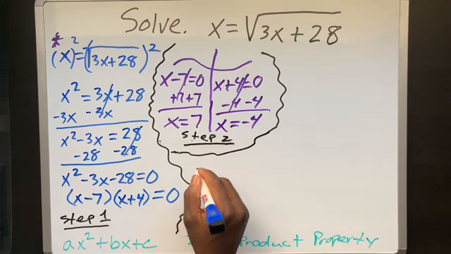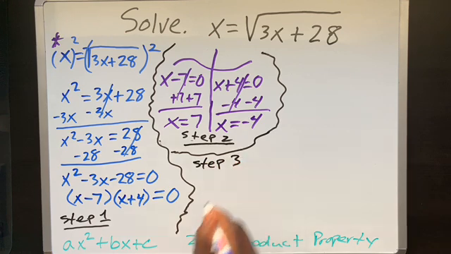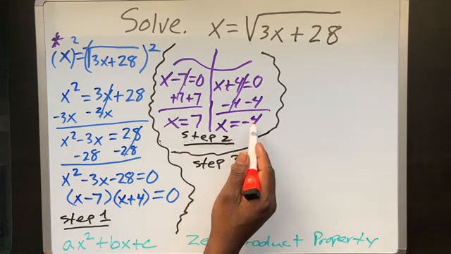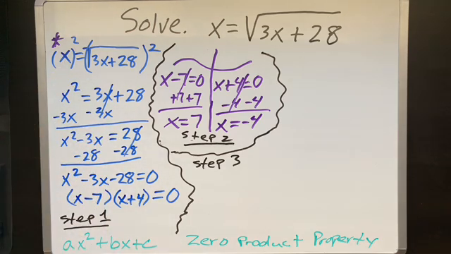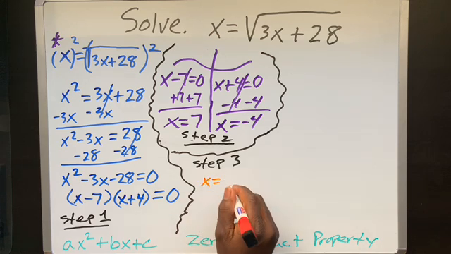And now we're moving to step 3. I'll just label this before I get started, step 3. So in step 3, what we want to do is check. So let's go ahead and check and see. We're going to substitute x equals 7 in the original equation, see if it's a true statement. And then we'll substitute negative 4 for x in the original equation and see if it's a true statement. So what about when we let x equal 7?